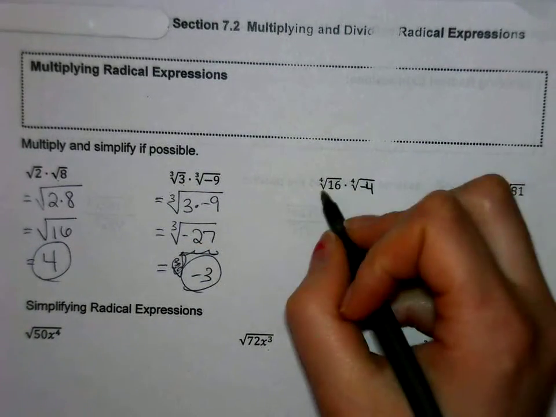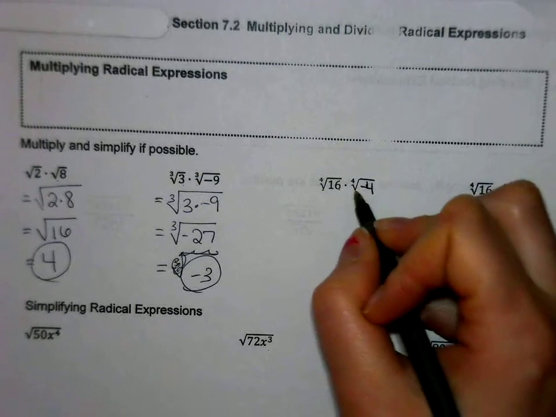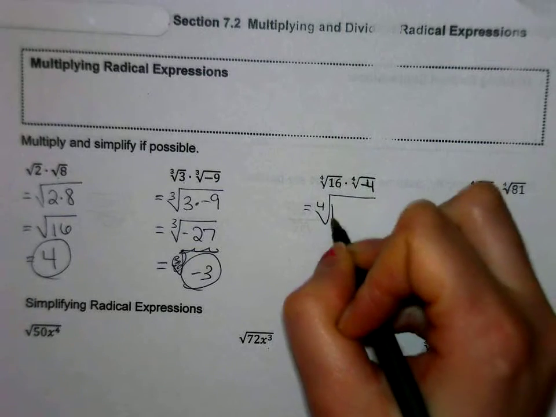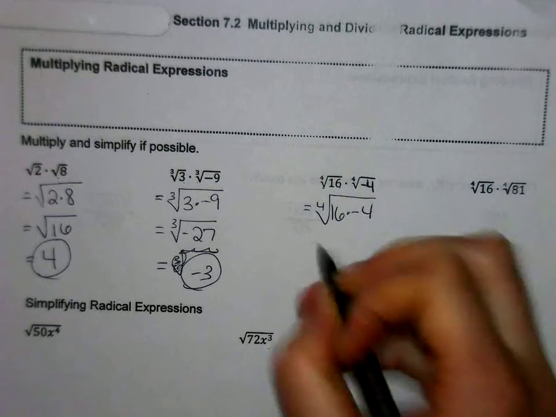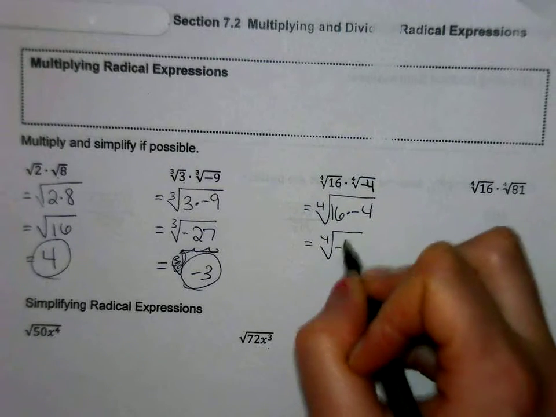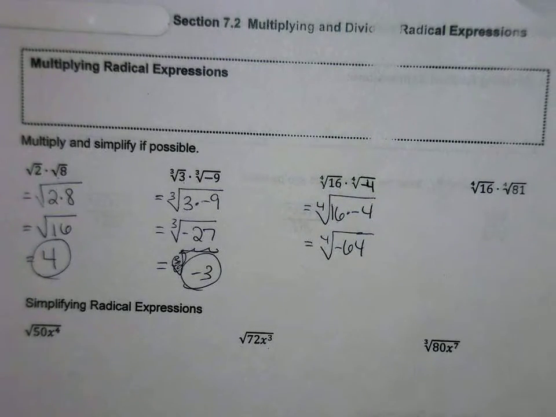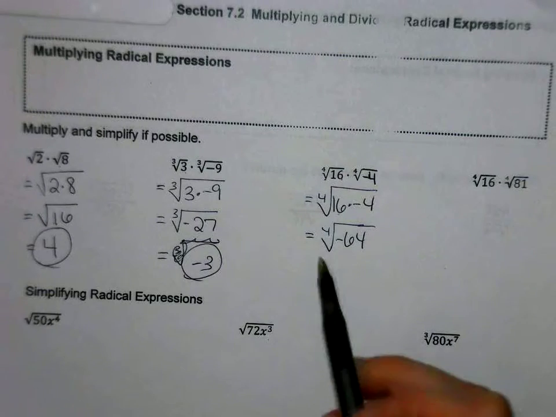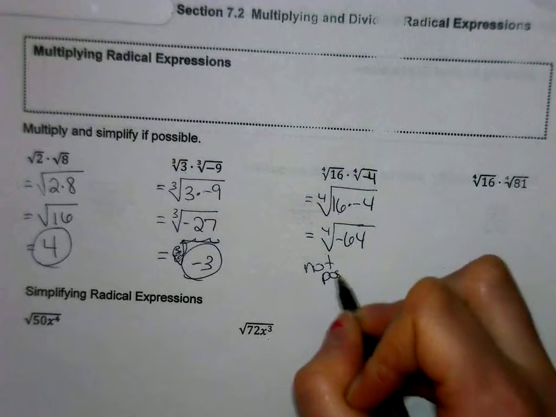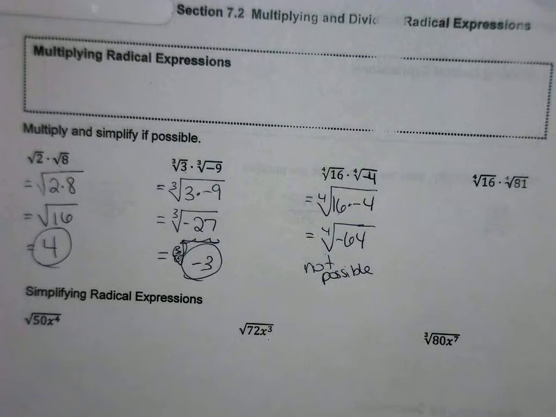So let's look at the next one. 4th root of 16 times by the 4th root of negative 4. That really equals the 4th root of 16 times by a negative 4. And 16 times by a negative 4 is a negative 64. But what we've learned in our last lessons is that when we have a 4th root of a negative number, it's not possible. There's no way we can multiply that one number 4 times to get a negative number.